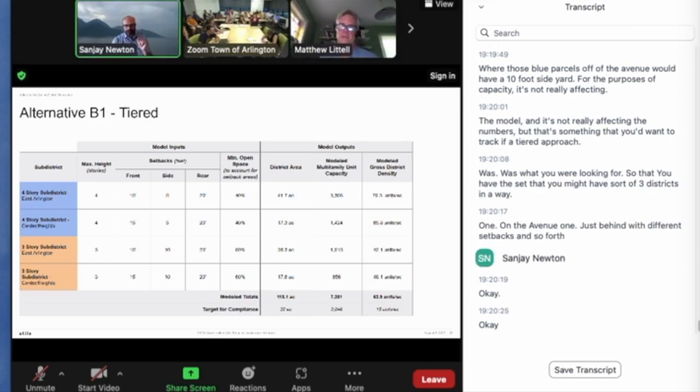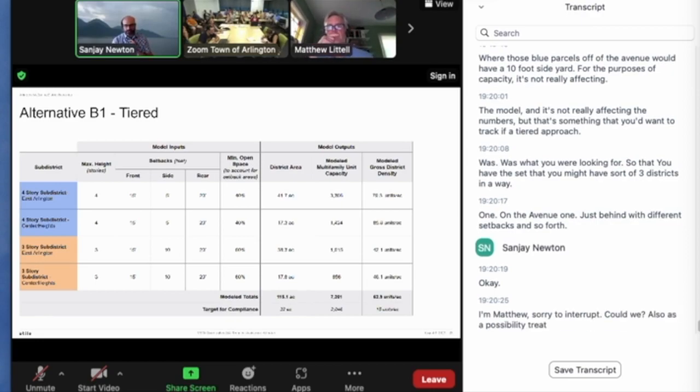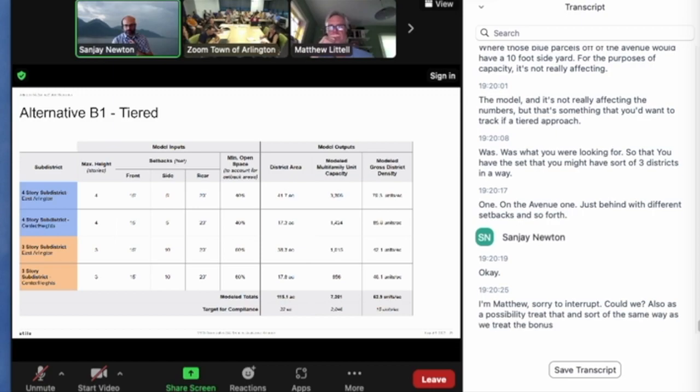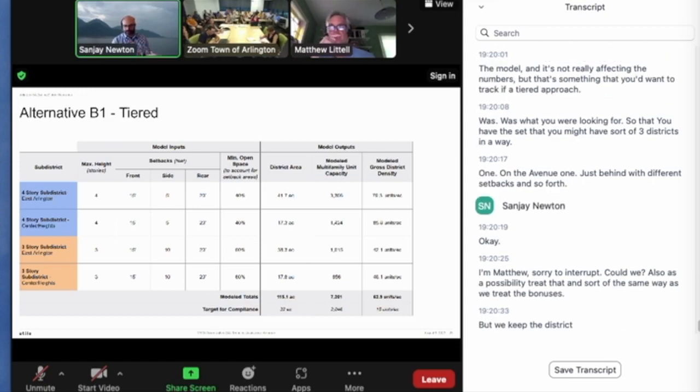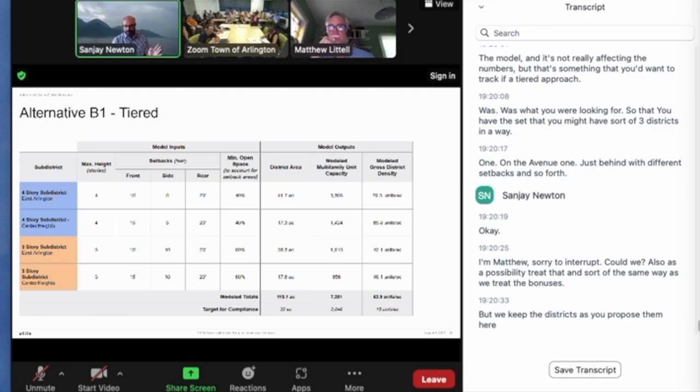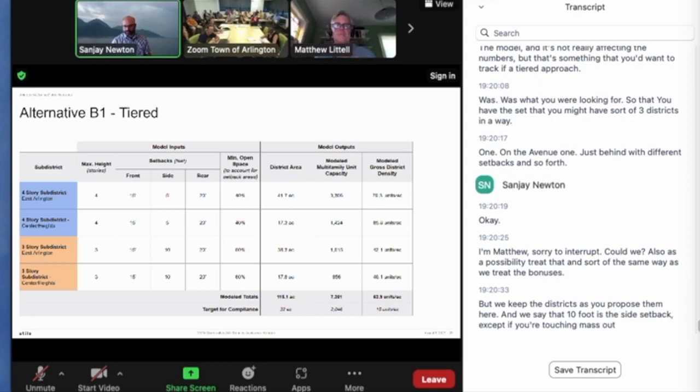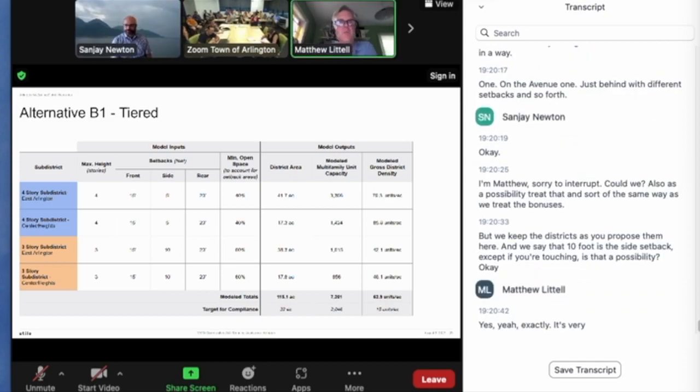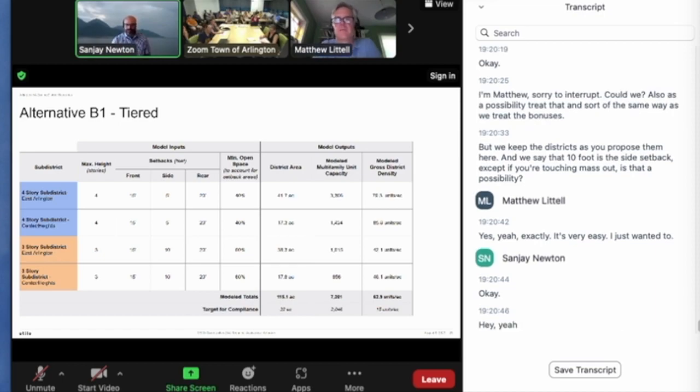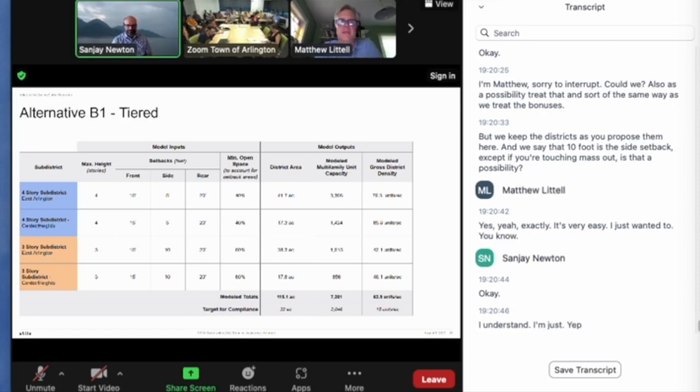Matthew, sorry to interrupt. Could we also, as a possibility, treat that in the same way as we treat the bonuses? We'll keep the districts as you propose them here, and we say that 10 foot is the side setback, except if you're touching Mass Ave. Is that a possibility? Yeah, exactly. It's very easy to implement in the zoning.